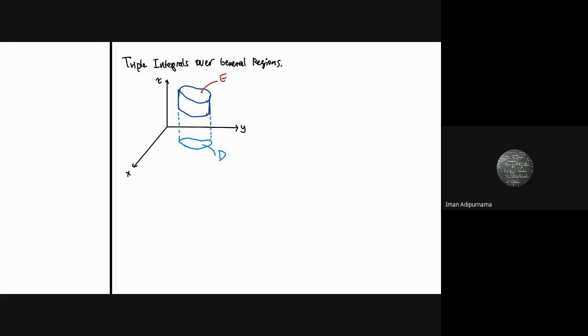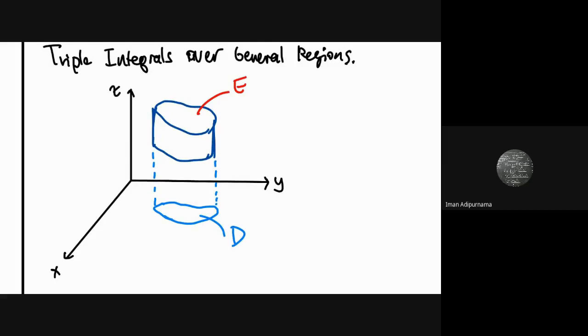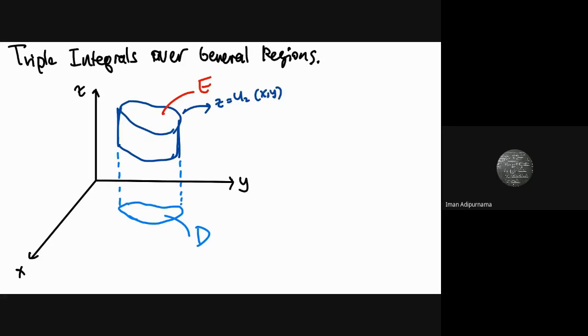What's interesting here is that in double integral, you are having the surface, right? Only one layer. But now you are having two surfaces, okay? Two surfaces that make up the E. So for example, this we call z. Let's say u2, and now you have u1 for the lower part. So I hope you get the idea.